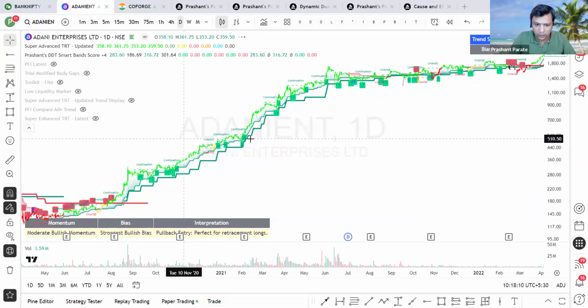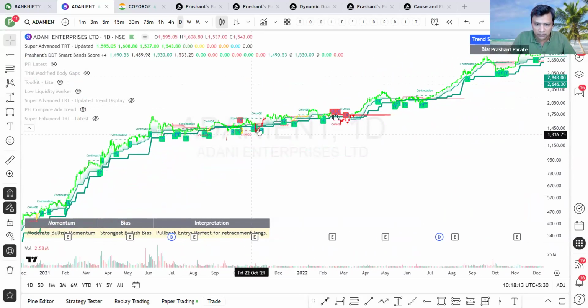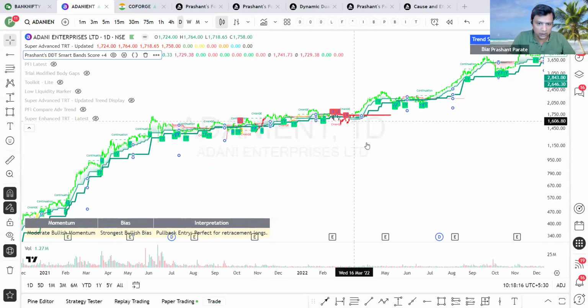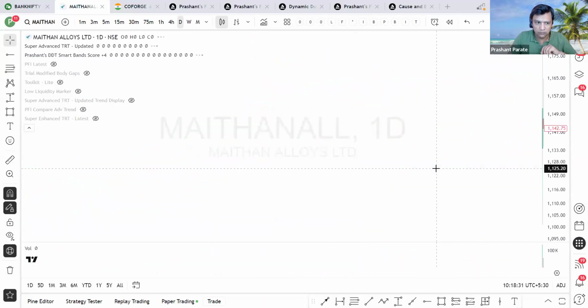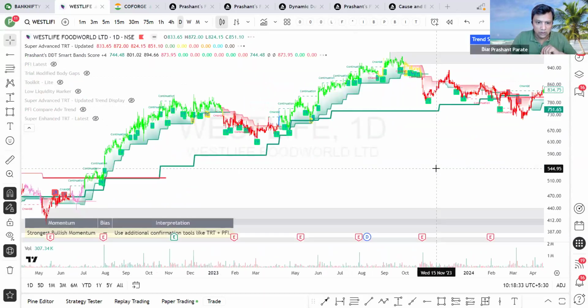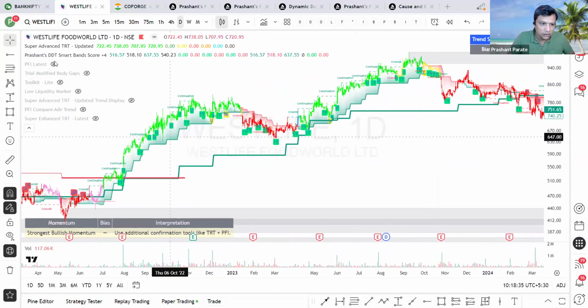Even here the stop is hit, but the DDT is not red. Here the stop got hit and the smart band changed to red, and that could have been an exit signal. Later on it may be an opportunity one more time. But let me check some other chart where, yeah, here we can see.